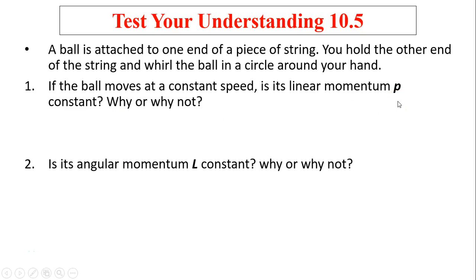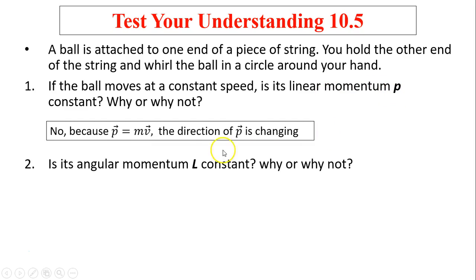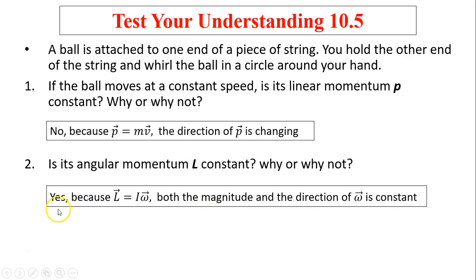Think about linear or translational momentum, which equals m times v. If it moves in a circle around your hand, that v constantly changes because v is tangent to the circle. So the linear momentum has to change because its direction changes. Now, how about its angular momentum, L? Since it's moving in a circle at a constant speed, omega has to be constant, and the direction of omega is also constant. Therefore, both the magnitude and direction of L are constant. So the answer is yes.